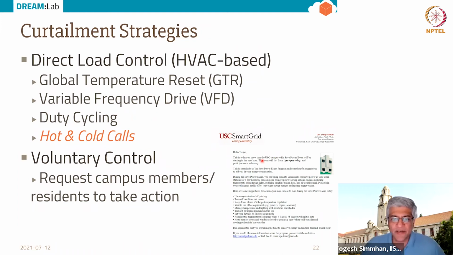And then you have a set of voluntary controls, because some buildings might not be fully instrumented, where you might have to request users to turn off their local AC unit, not a centralized AC unit, or reduce the lighting, or power down some of their computers and such, which are not centrally controlled. So there are voluntary and direct controls.